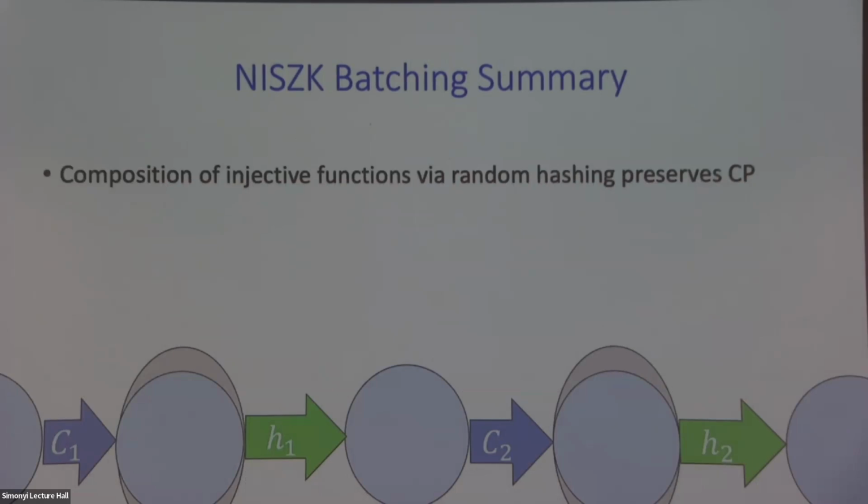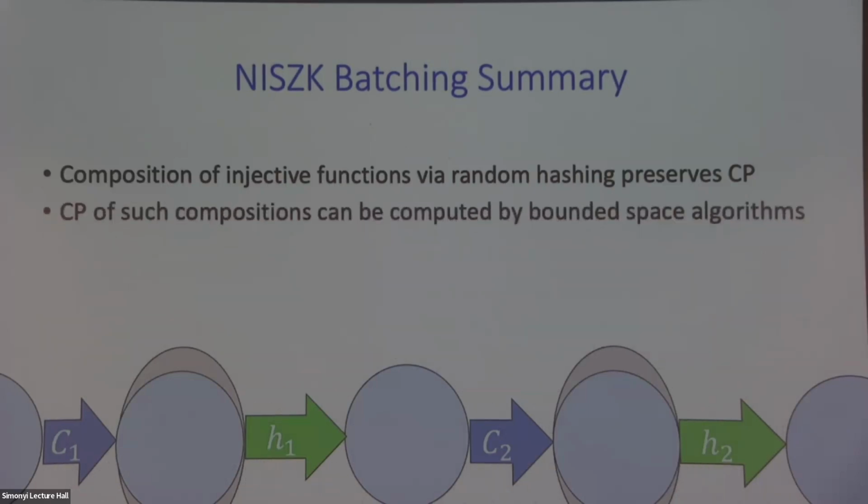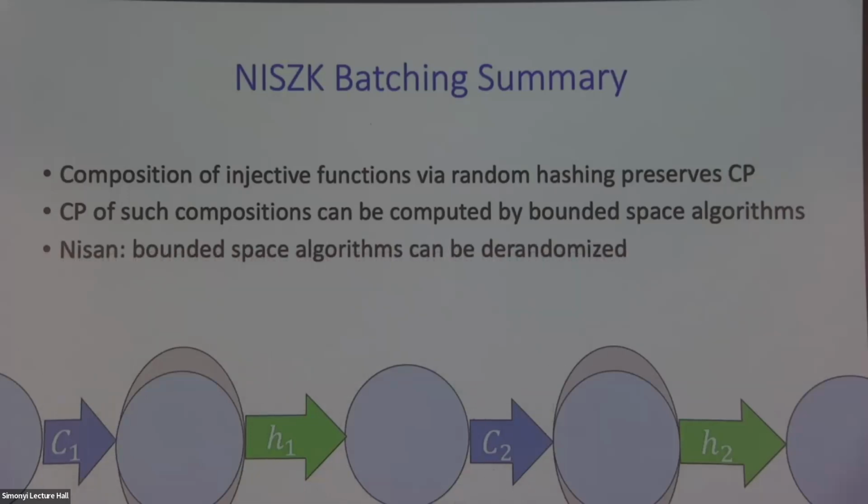So just to summarize, what we did was we composed the injective functions with the random hashing. We intertwined them, sort of. The collision probability, we just said, can be computed by a bounded space algorithm, and therefore can be de-randomized by Nisan's PRG.